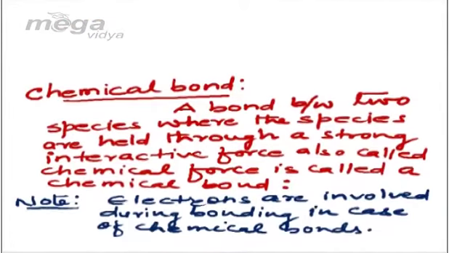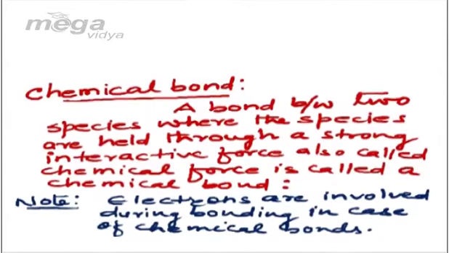Remember, a bond between two species where the species are held through a strong interactive force, also we call the force to be a chemical force, is called a chemical bond. So basically in case of chemical bond, a strong force exists between the bonding species. And also remember that whenever we have got a chemical bond between the species, there must be electronic involvement. So we have mentioned in the note that electrons are involved during bonding in case of chemical bonds.